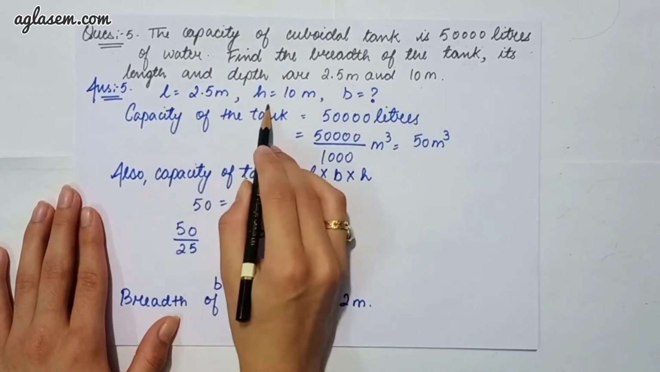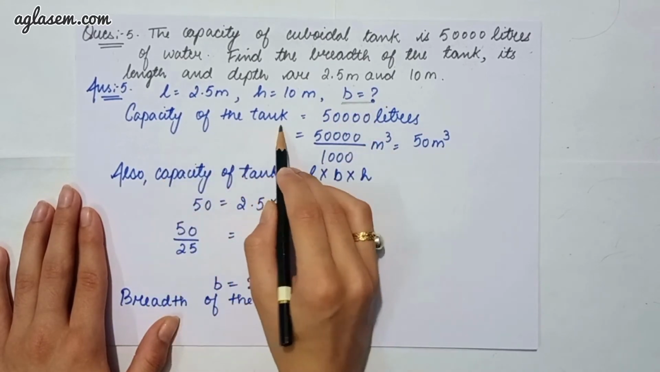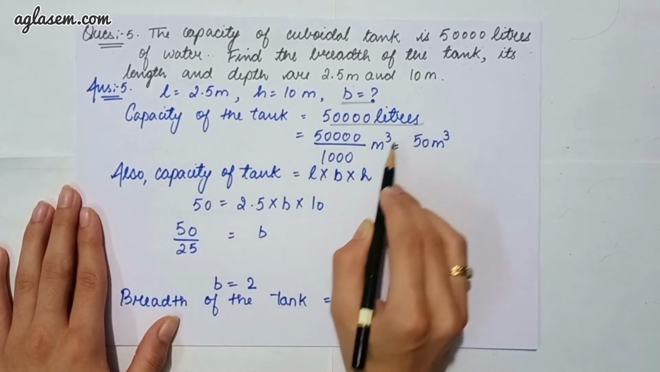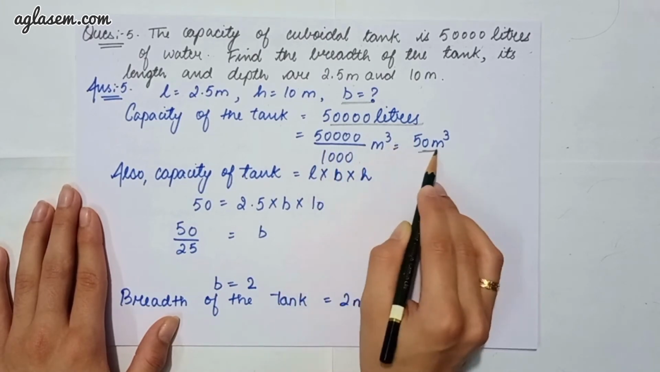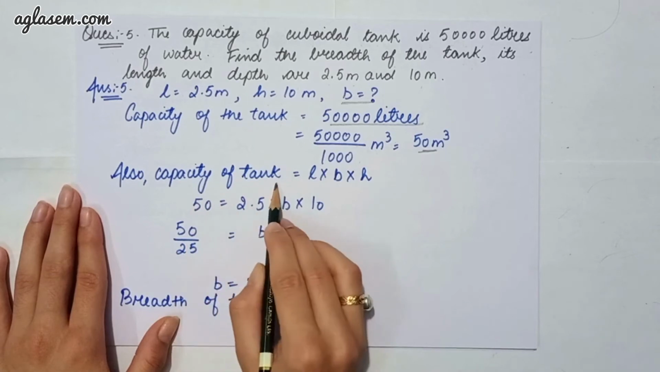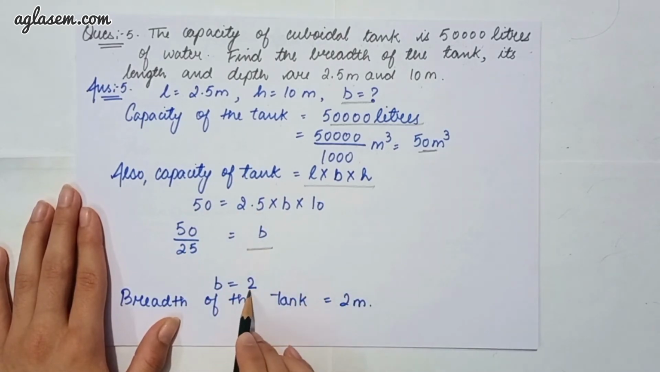So length and height given to us, we have to find the breadth. So capacity of tank, that is 50,000 liter. So 50,000 divided by 1000 will be 50 meter cube. Now the capacity of tank, that is L into B into H, we can find from it the breadth, that is 2. So the breadth of the tank is 2 meter.